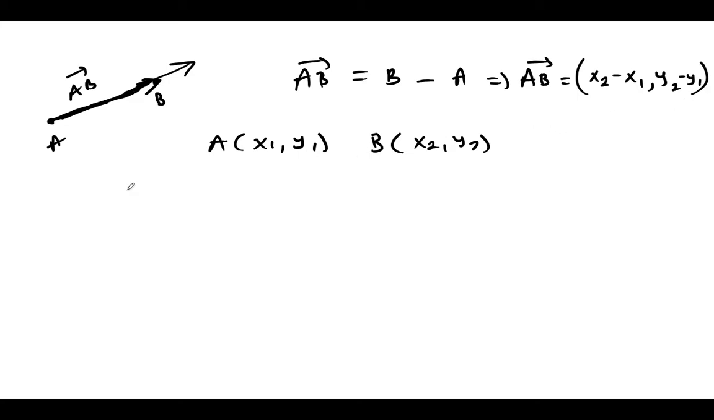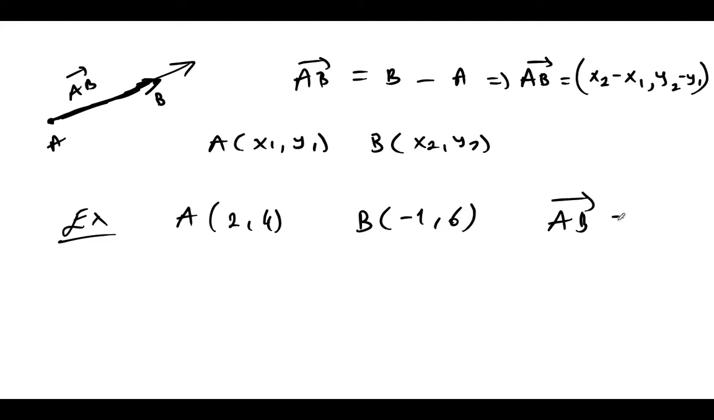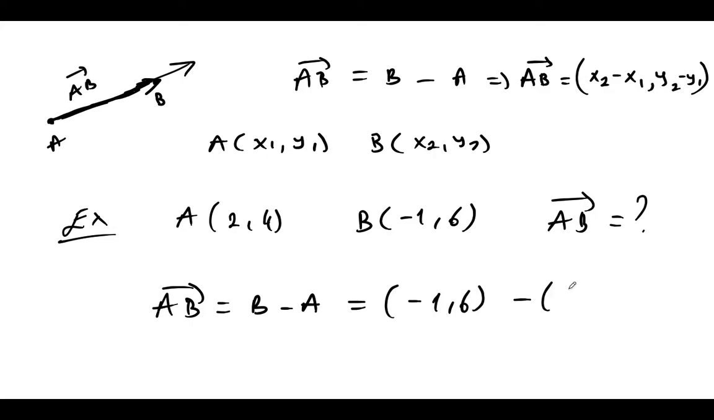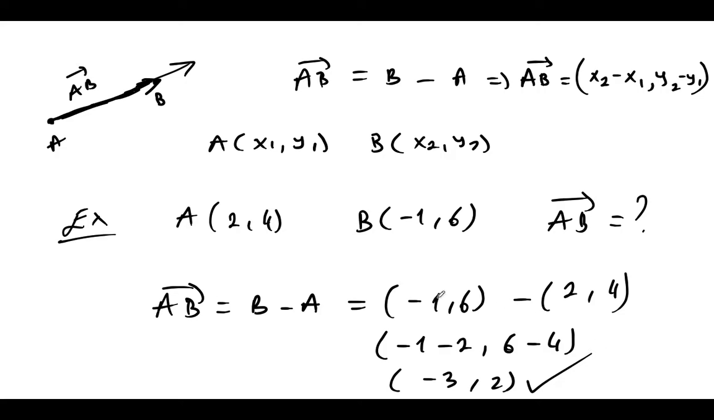That's it. Example: if A is 2 comma 4 and B is negative 1 comma 6, find the vector AB. So vector AB is equal to B minus A. So negative 1 comma 6 minus 2 comma 4, so it will be negative 1 minus 2, 6 minus 4, so it will be negative 3 and 2. So this is now my vector.